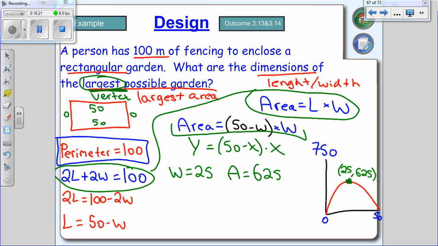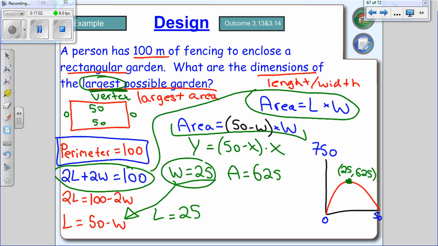So when it says what dimensions would create the largest possible area, my width would have to be 25. And I would have to then put that into my other formula over here to figure out that my length would also be 25, which is a square. Squares are rectangles. Squares are special rectangles where the length and the width are the same thing. But a square fits the definition of a rectangle. So you would take this 25, you would set it into this formula to figure out length also equals 25. 25 by 25 would be the dimensions. And a square is a rectangle.